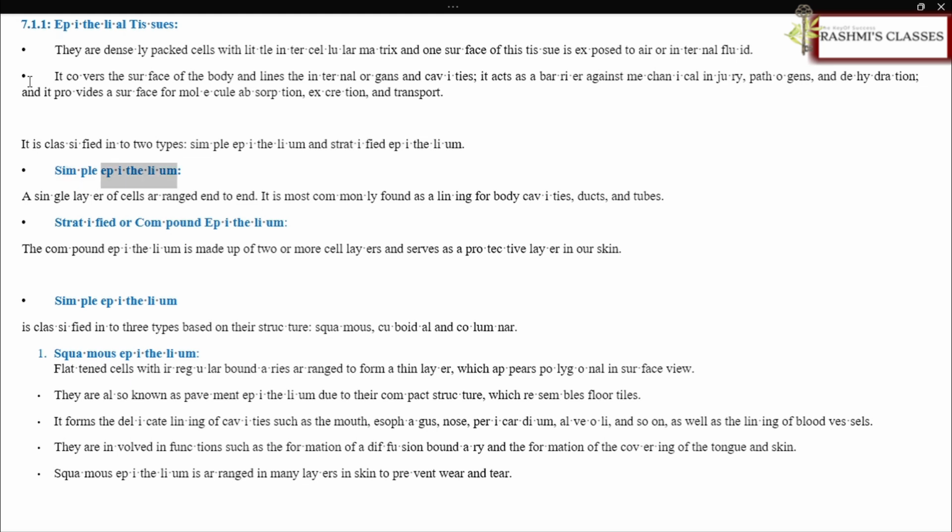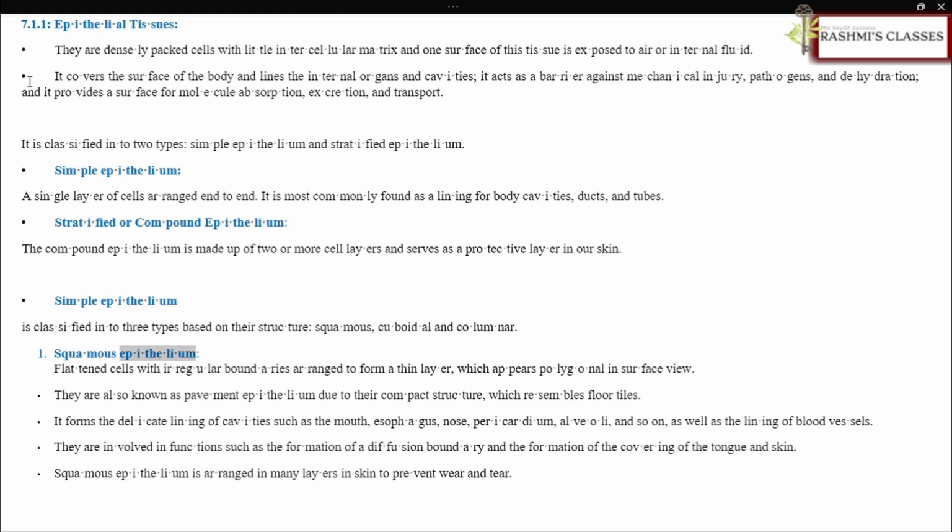Simple epithelium: a single layer of cells arranged end to end. It is most commonly found as a lining for body cavities, ducts, and tubes. Stratified or compound epithelium: the compound epithelium is made up of 2 or more cell layers and serves as a protective layer in our skin. Simple epithelium is classified into 3 types based on their structure: squamous, cuboidal, and columnar.